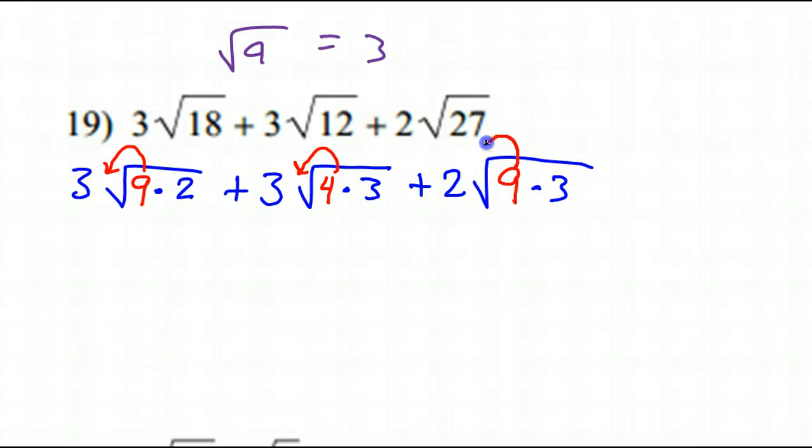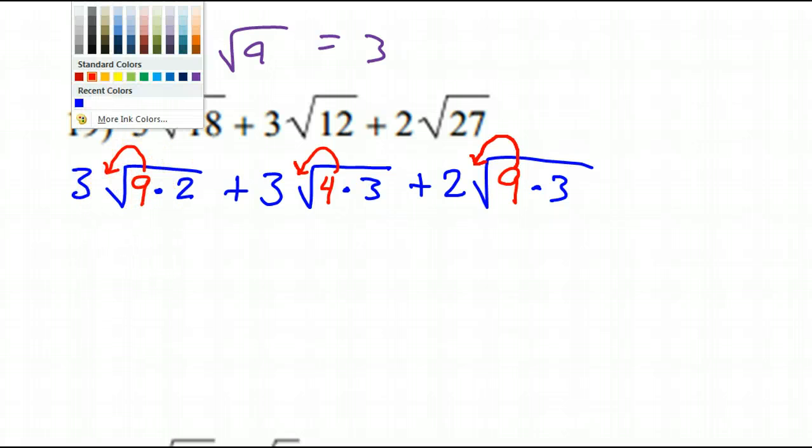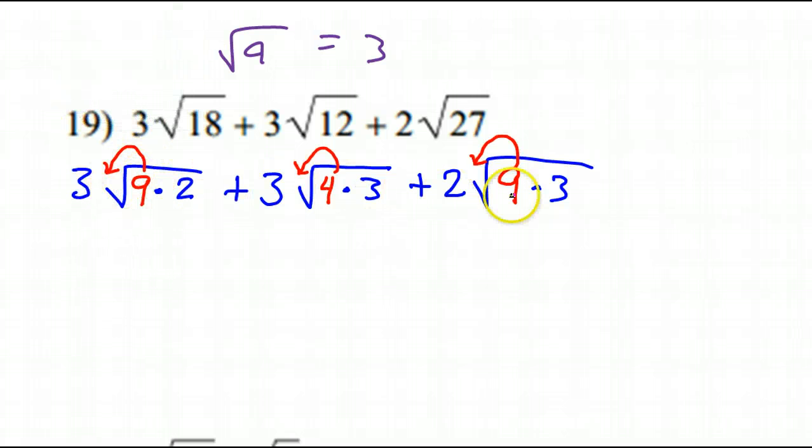The square root of 4 is 2, and that's going to come outside of the radical. And I just said it already, the square root of 9 is 3. So everything in red is going to simplify and come out. Everything in blue is going to stay right where it is. I can't take the square root of 2 or the square root of 3.